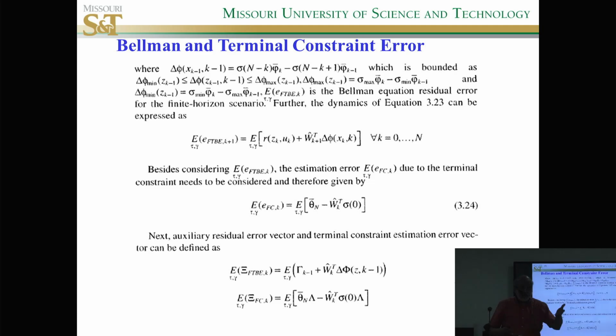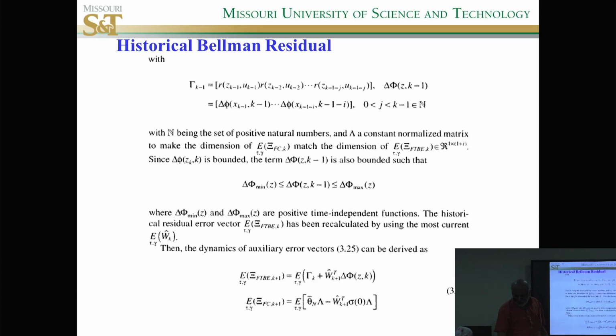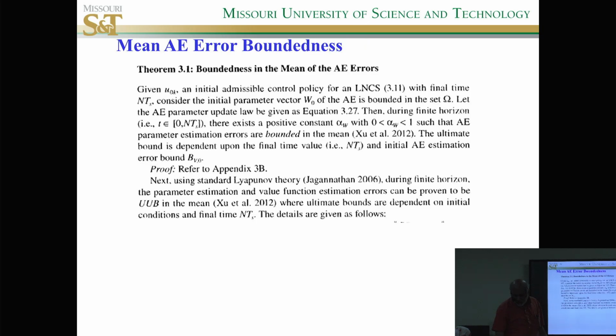It is a finite horizon. Finite horizon, you have a terminal constraint. If it becomes infinite horizon, that terminal constraint error will become 0. Don't forget that. So that's why it has both Bellman and terminal constraint error. The only thing is the formulation is in terms of E, which is the expected value. Otherwise it's the same. And then you construct the historical Bellman residual, and you come up with the same update law that I gave you.